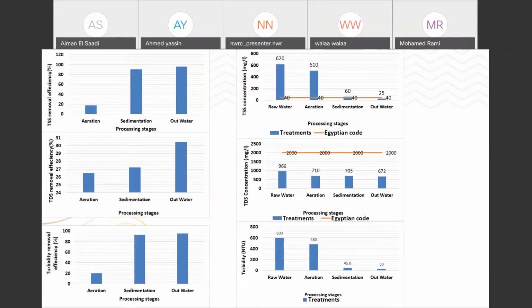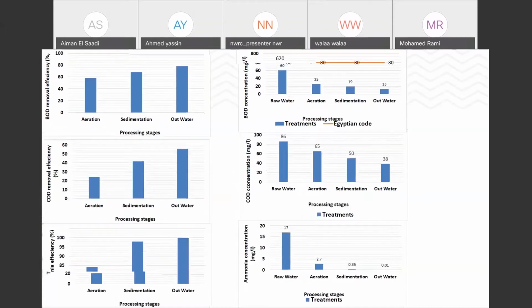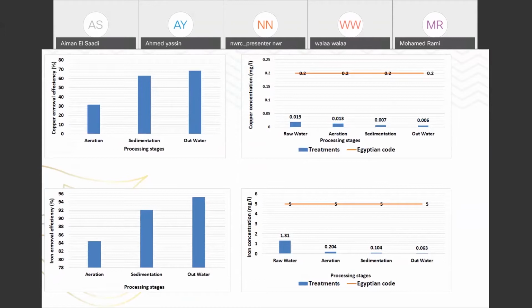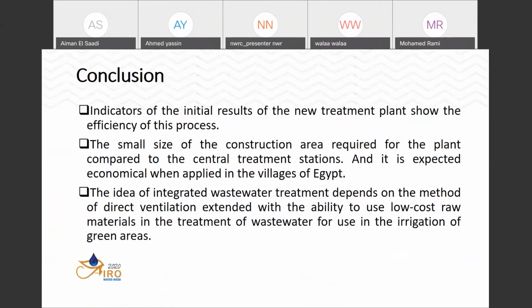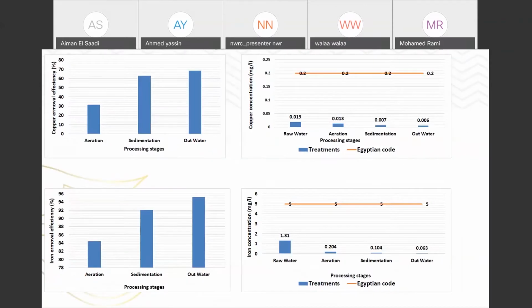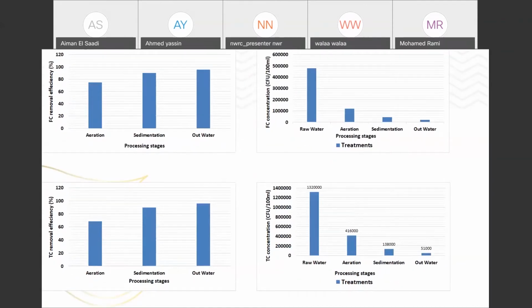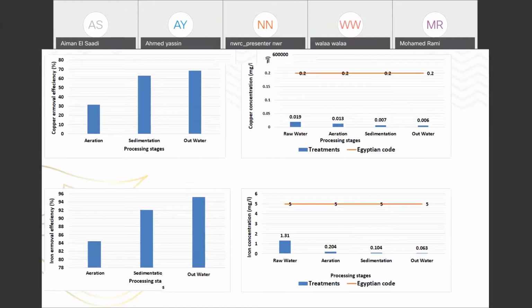The retention time of all parameters may be more than 80 or 90% when compared with the raw water to the outflow. That is for all parameters and heavy metals, and especially the total fecal coliform and total coliform. That is the outflow, which improved by maybe 90%.